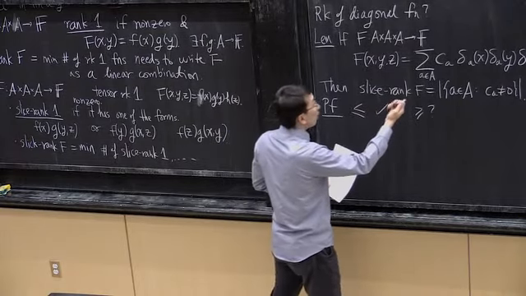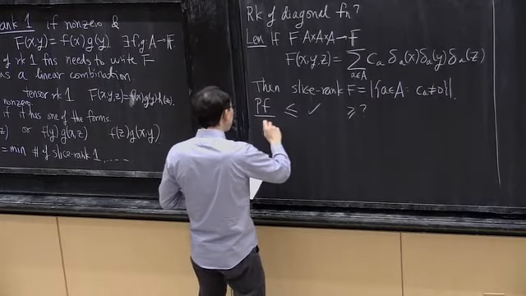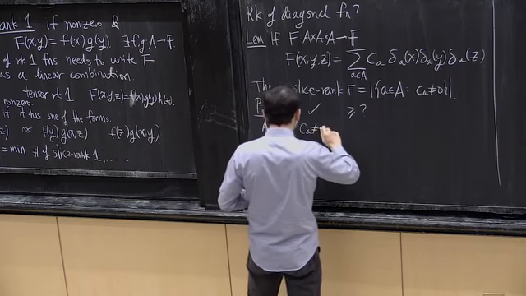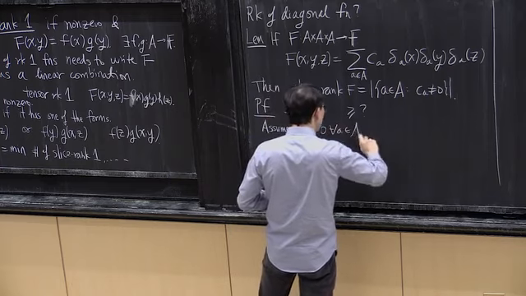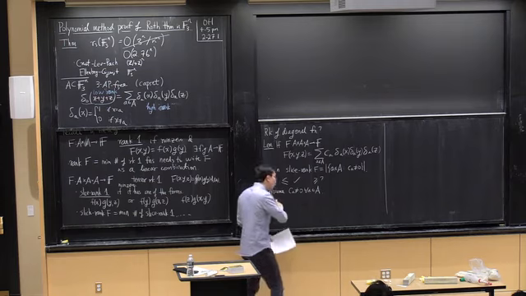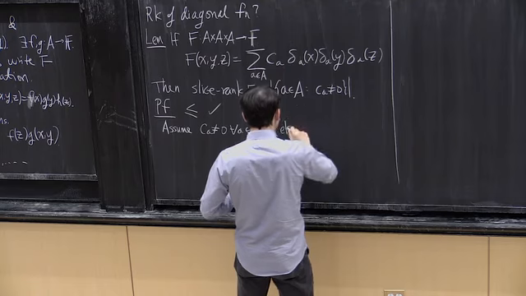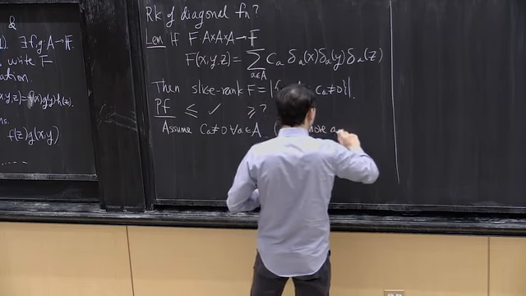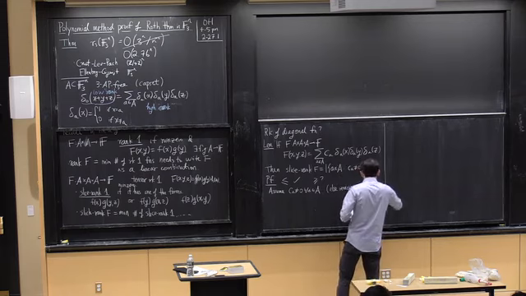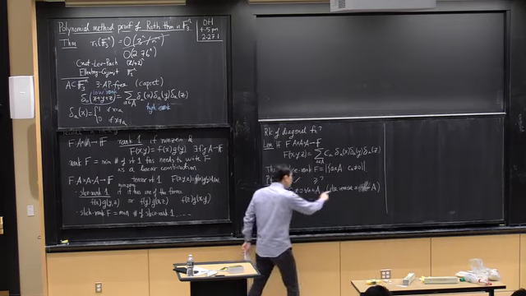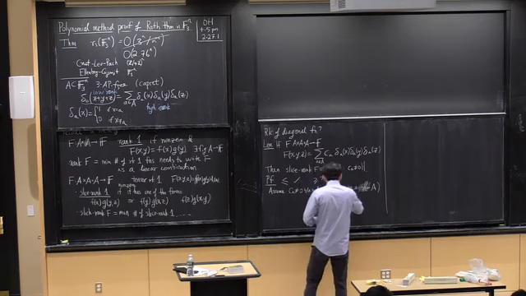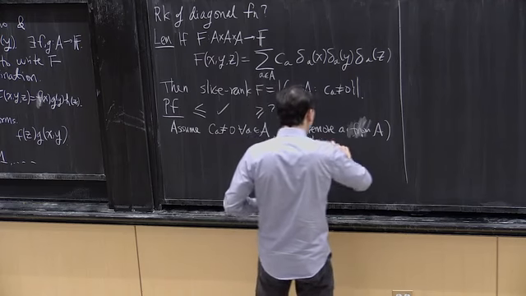And for the greater than or equal to, let's assume that all the diagonal entries are non-zero. Okay. So why can we do this? If it's not non-zero, I claim that we can remove this element from A. If the C_A is not 0, then I remove A from the set. And doing so cannot increase the rank.